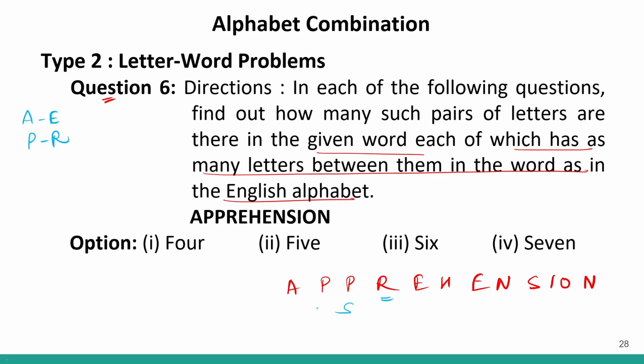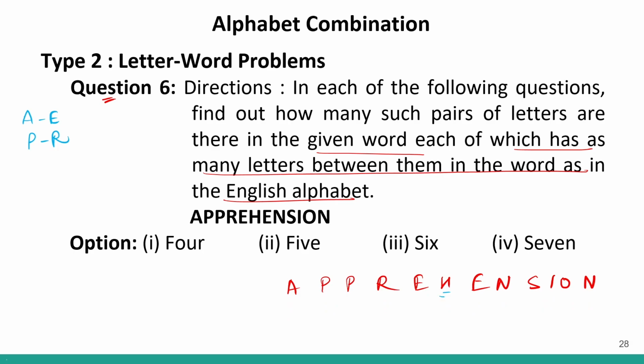After R we have S, T, U. Nothing in common. S, T, U, V, W, X, Y, Z. Nothing in common. We will move on to E. E, F, G, H, I. F, G, H, I, J, K, L. Anything in common? No. So moving on to H.